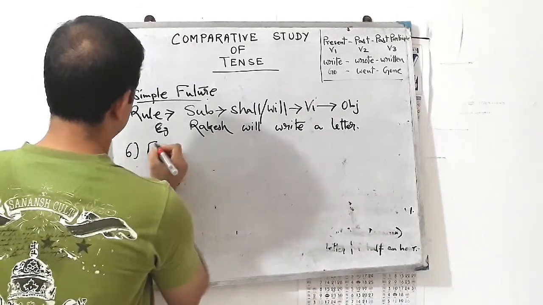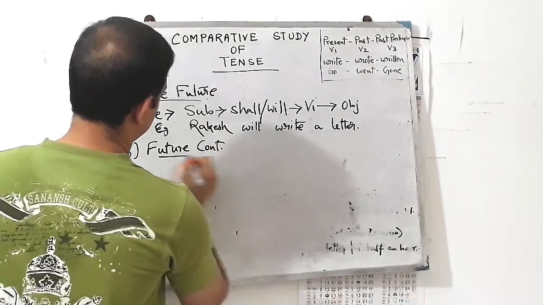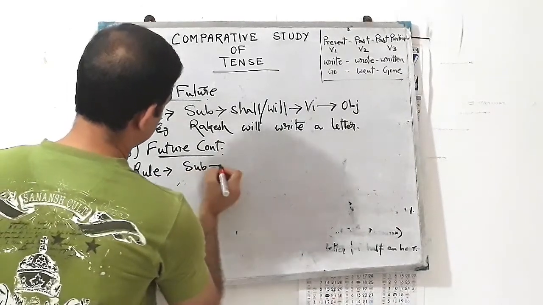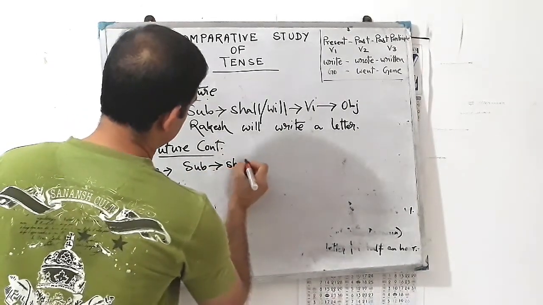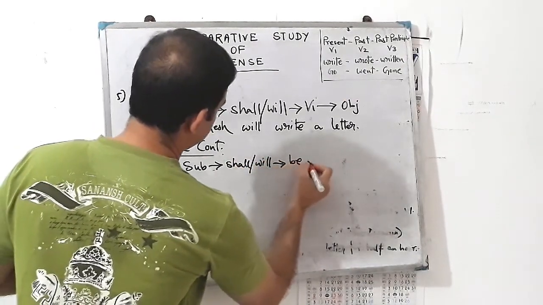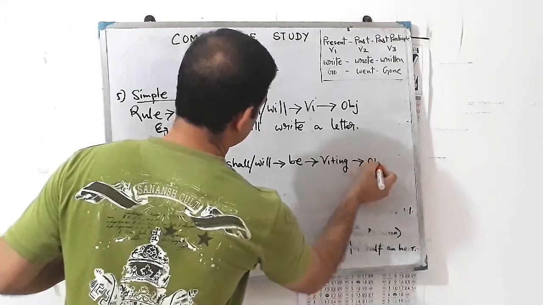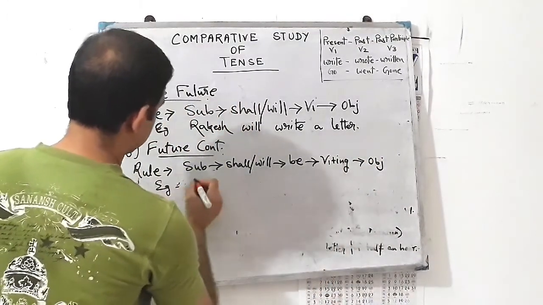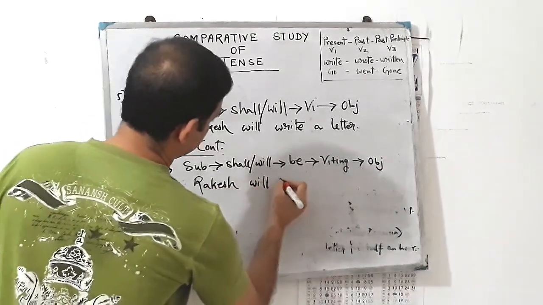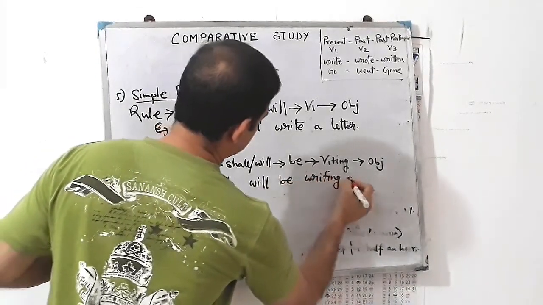And number 6, future continuous. Future continuous, the rule is subject, then shall or will, then be should be written, then V1 plus ing, and then the object. The example is Rakesh will be writing a letter.